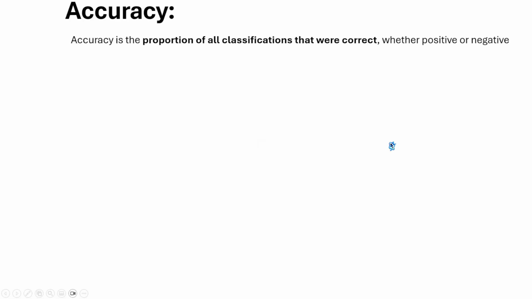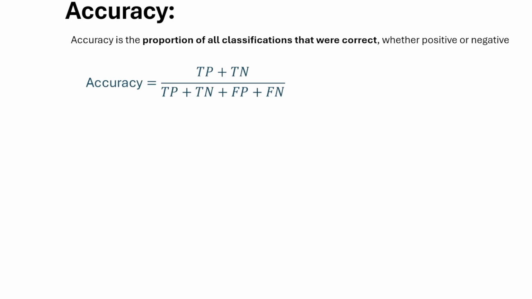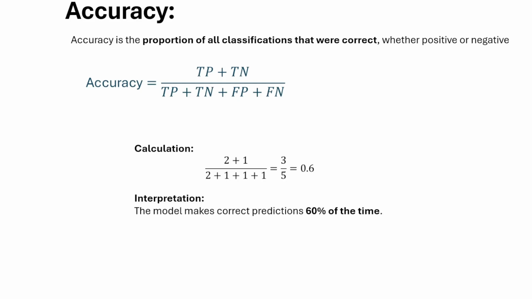And now the first metric is the accuracy. It is the proportion of all classifications that were correct, whether positive or negative. It's true positives plus true negatives divided by everything. In the example it's 3 over 5 or 0.6, and with this we can say that the model makes correct predictions 60% of the time.